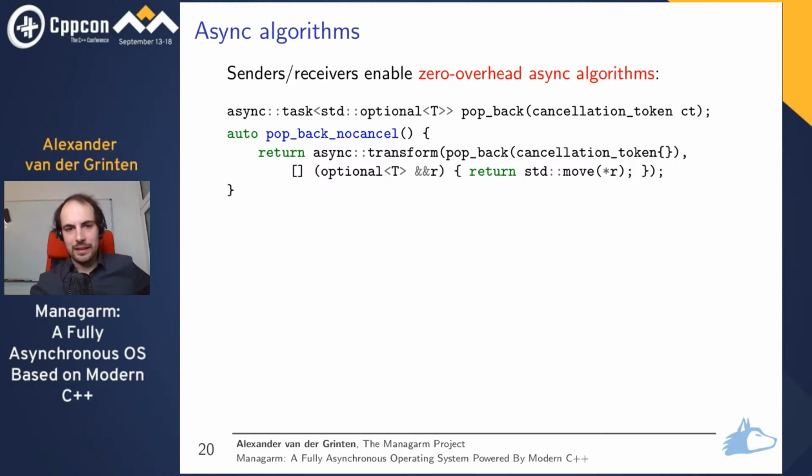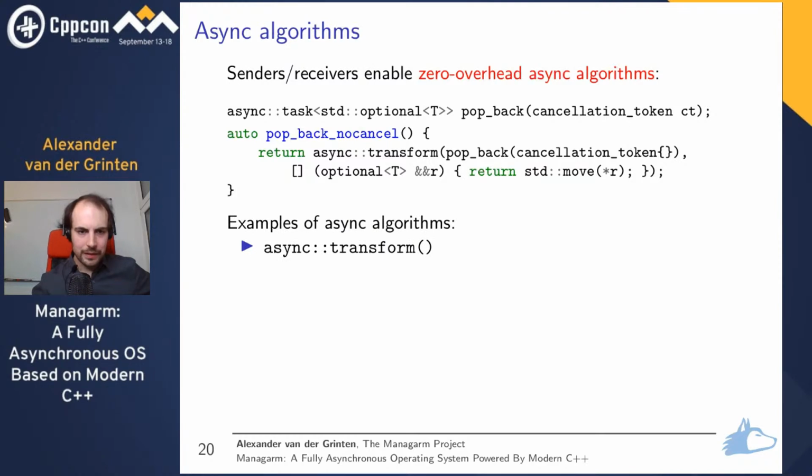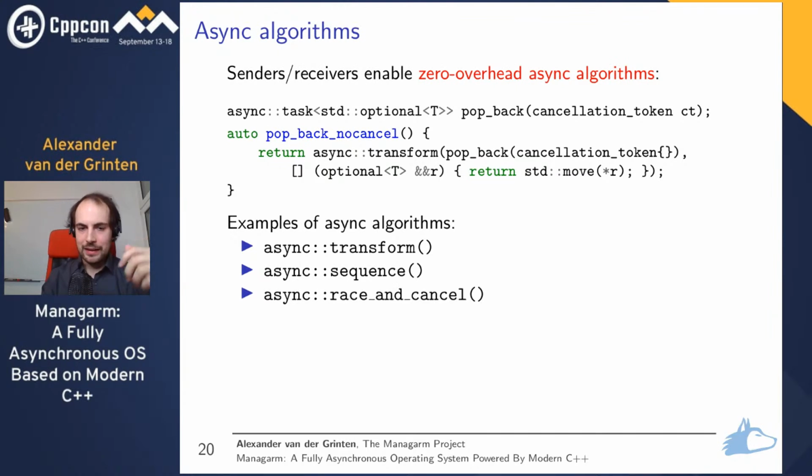instead of a coroutine. Examples for such algorithms are the transform algorithm above, a sequence algorithm that just calls different async steps one after the other, or an operation raise and cancel, which I call raise and cancel. That basically invokes a lot of async operations, waits until the first one finishes, and then cancels all others.